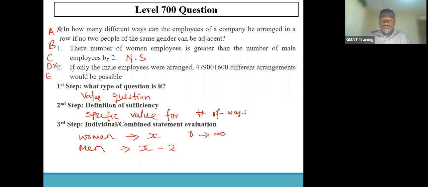Then you go to the second statement. It states that if only the male employees were arranged, you'd get 479,001,600 different arrangements that would be possible.